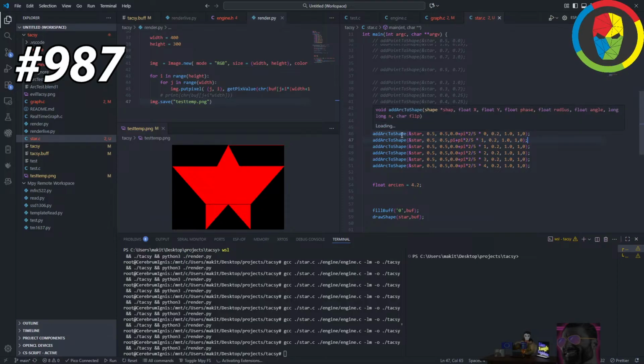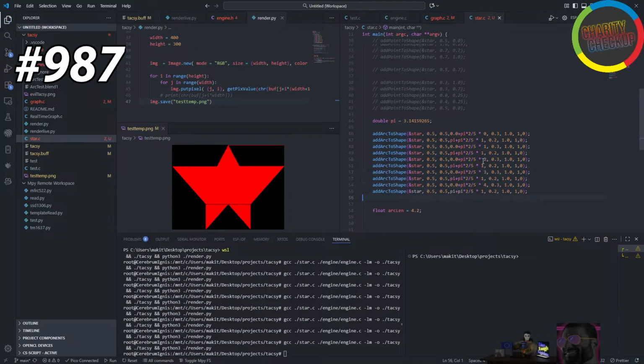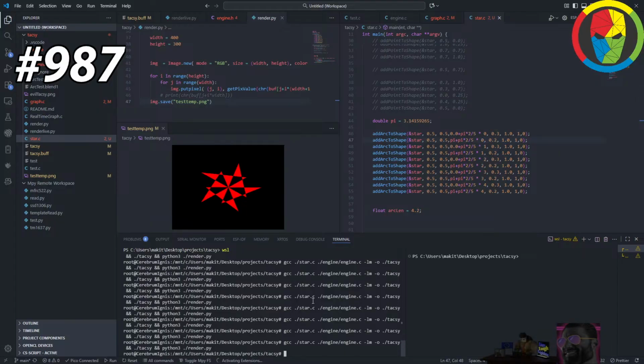Radius also has to be different. So 0.3. Let's see if I still got it. That should be 4. Well, right, because it hasn't rendered yet. Hold on, because it's plus pi. God, that is correct. That is completely accurate. That's an insane looking Beyblade right there.